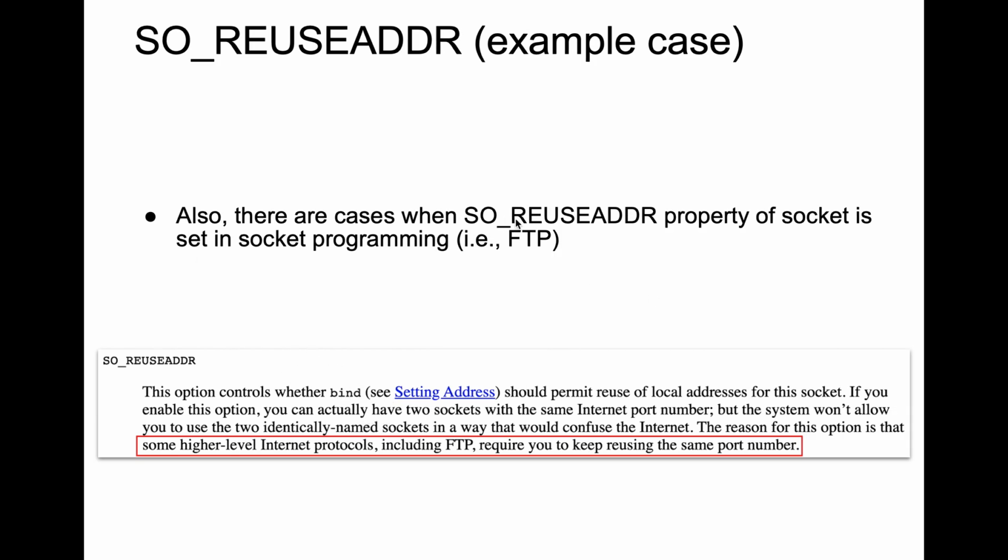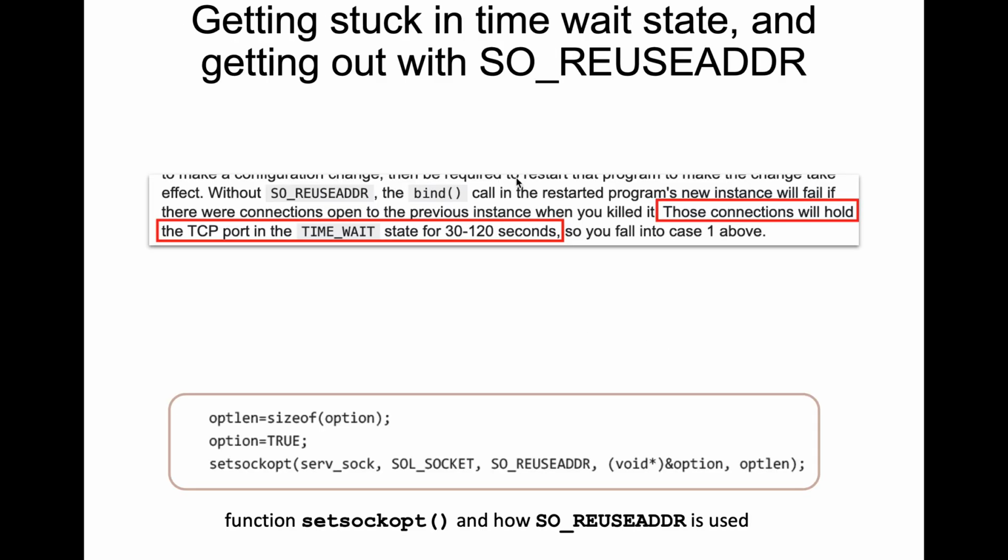Also, there are cases when the socket reuse address property is set in socket programming, for example, FTP. You can try to Google the use cases and you will see some higher level internet protocols, including FTP, require you to keep reusing the same port number. Sometimes it's not required, but some of the protocols require it.